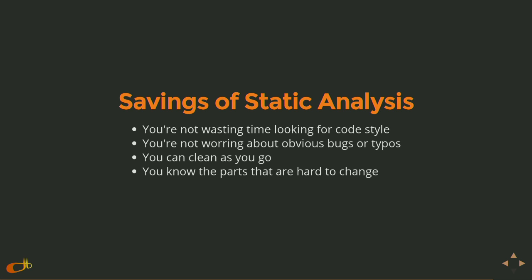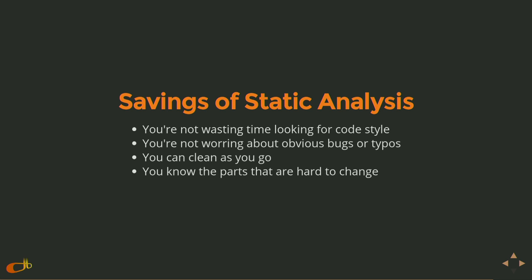The savings of static analysis are, you're not wasting time looking for a code style. Go back to that pull request example. I didn't even have to look at the code view to know that there weren't any violations introduced. You're not worrying about obvious bugs or typos. You can clean as you go. One of the things that's really difficult in Drupal is we have thousands of tickets open, and you open up a file and there's missing documentation, or you change one part of the file to be compliant to coding standards, but you're encouraged to not change anything else because you might impact another ticket. Doing something like what CodeClimate is allowing us to do, just checking the one patch, can allow us to clean as you go. And it also exposes, during code audits, the parts that are hard to change.